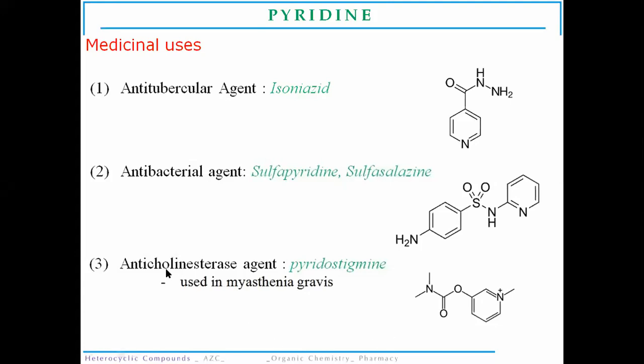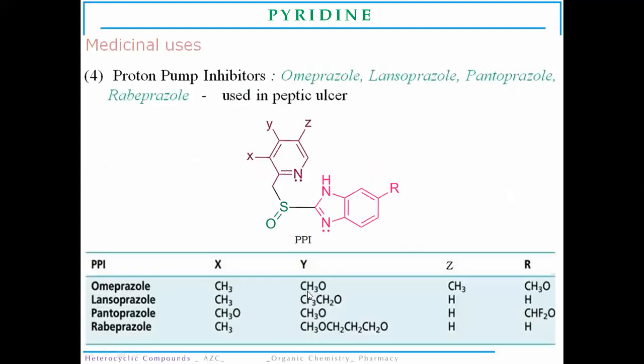Then it can be used as an anticholinesterase agent, that is pyridostigmine, which is used in the treatment of myasthenia gravis. It is used as an anticholinesterase agent in order to inhibit the cholinesterase enzyme, which is responsible for the metabolism of acetylcholine. This pyridostigmine contains a pyridine ring, and it is used in the treatment of myasthenia gravis.